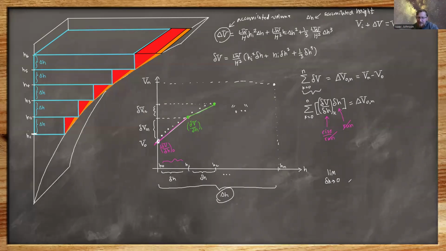Now I'm going to plug into our sum here. I'm going to plug in our true delta V over delta H. So delta V over delta H is equal to length times width over height squared times H initial squared plus H initial delta H plus 1/3 delta H squared.